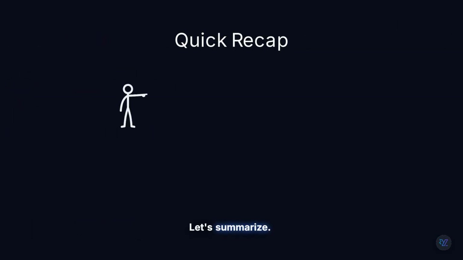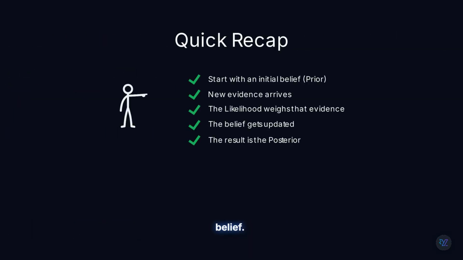Let's summarize. Bayes starts with an initial belief. New evidence arrives. The belief gets updated. The result is called the posterior. Bayes' theorem tells us exactly how to perform that update.